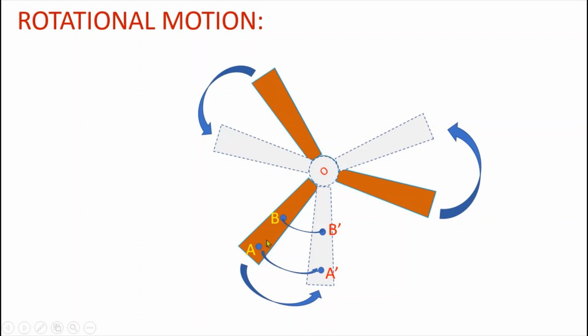Here the points of the blades which are far from the center of the fan will travel more distance, and the points which are less distance from the center of the fan will travel less distance, but they will make the same angle.